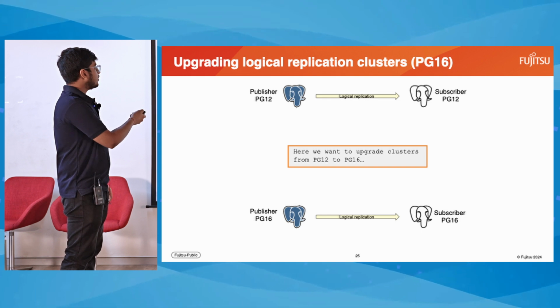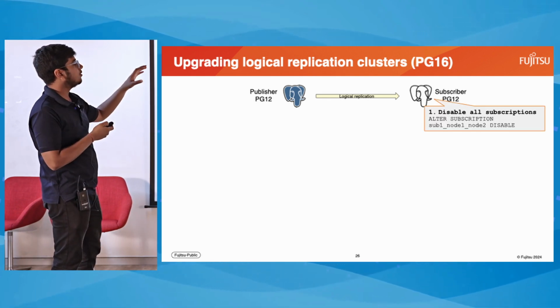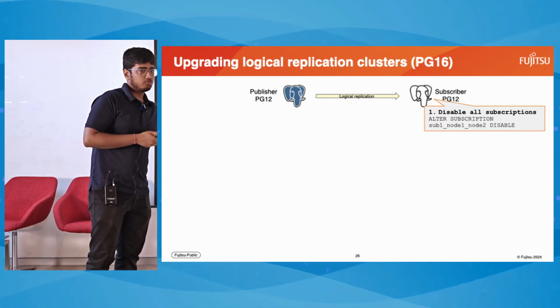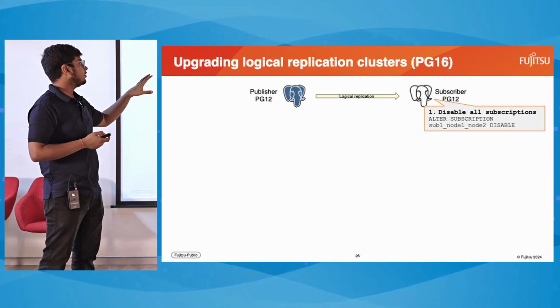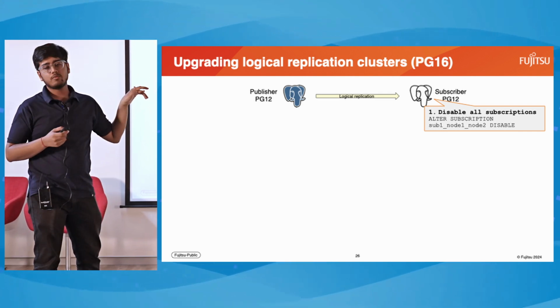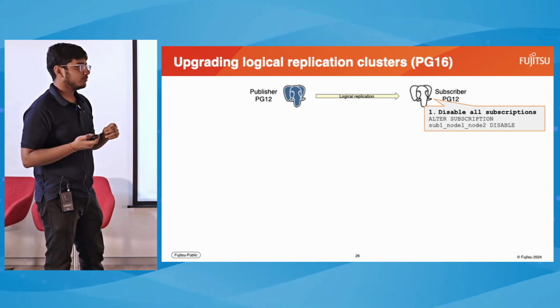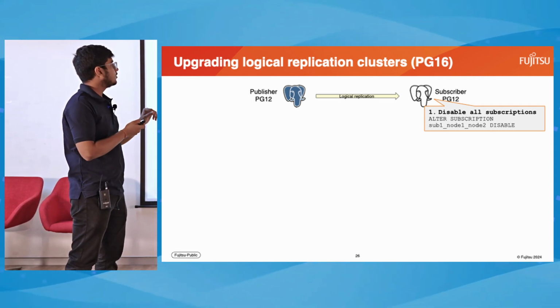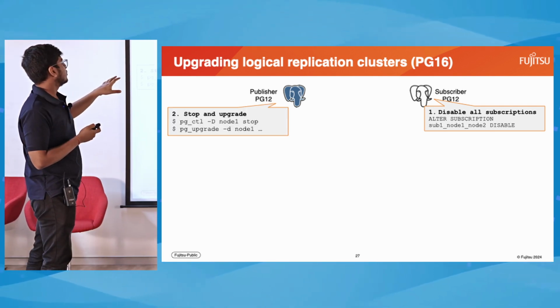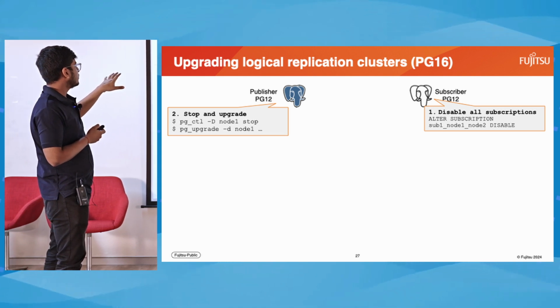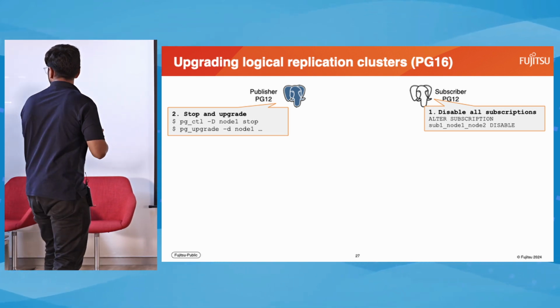For that, what steps do we use? We disable all the subscriptions on node 2. We disable them because we don't want a connection to happen in between the upgrade, as it can cause some inconsistency. So here we stop the node for the next step.